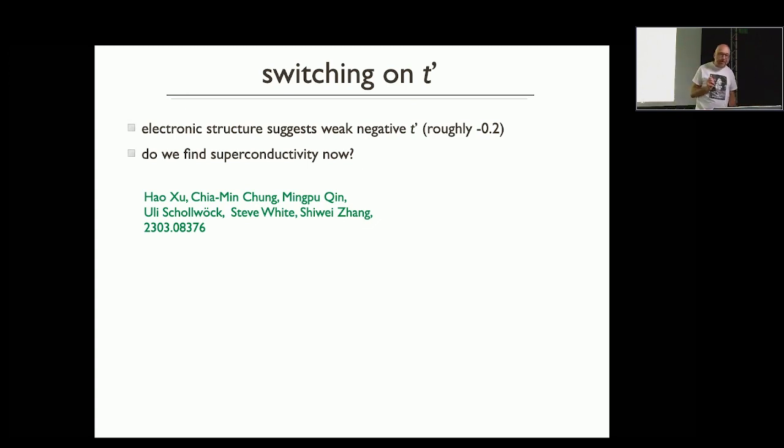Okay, so now, and this was of course important in the ultra-cold atom context, because for them this T prime, the next nearest neighbor hopping, is a problem, whereas in the solid it's probably present anyways. It has a value of minus 0.2, and the question is what happens to superconductivity now? This is just under review. If you're interested in reading that, that's the archive version of the paper from March.